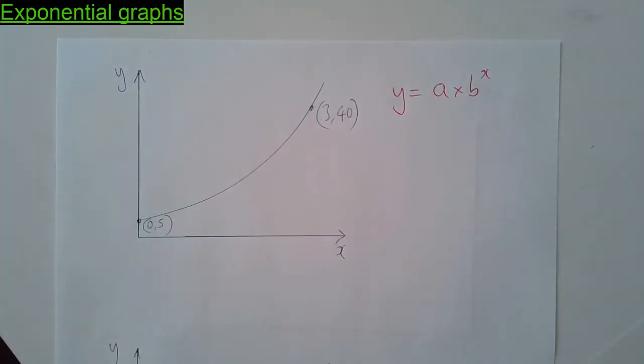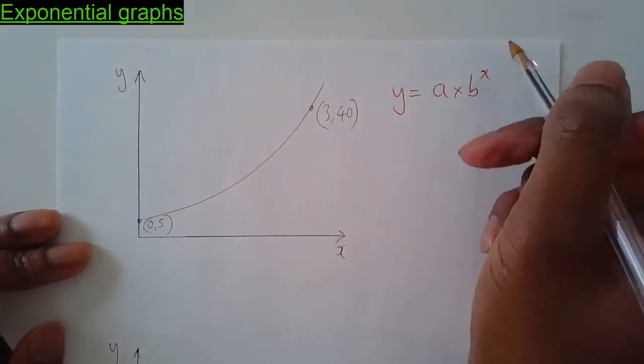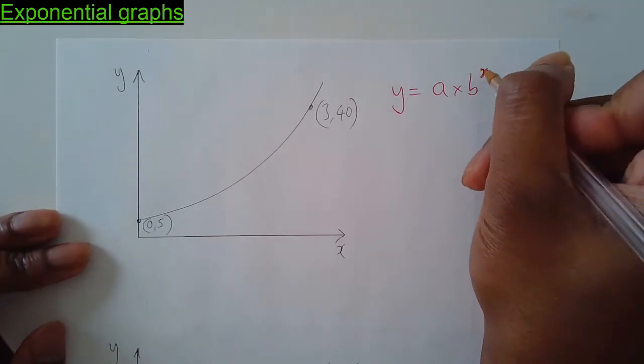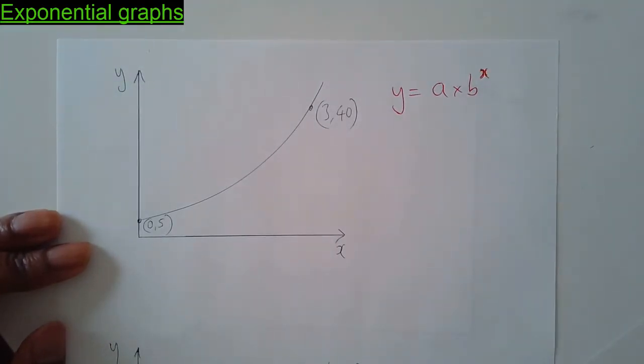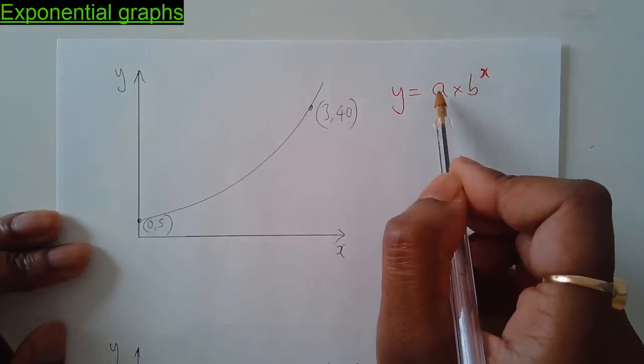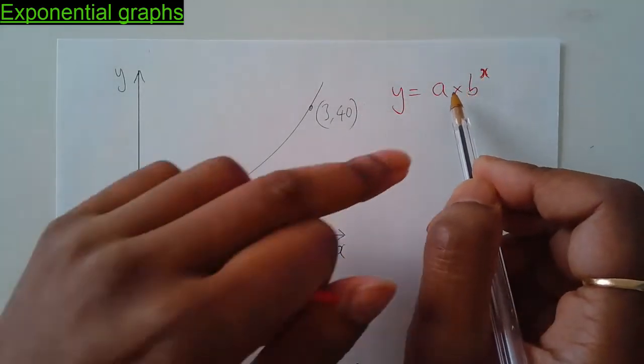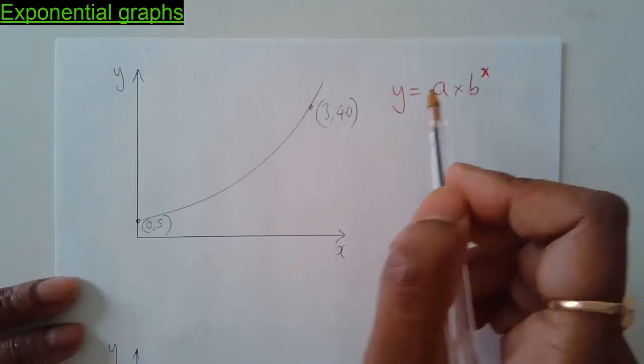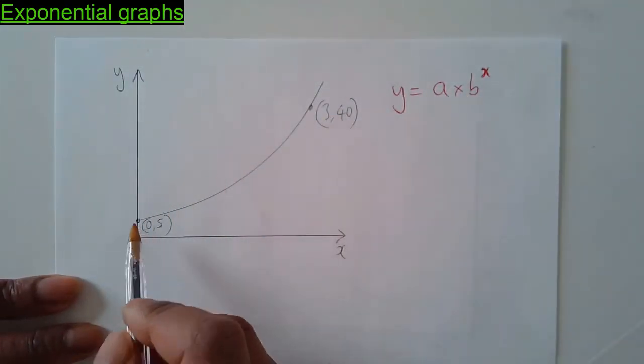Now you've seen other types of graphs, equations that have got x squared in them. Those are quadratic graphs, they've got U shapes. This one has the x as an exponent, as a power. What we need to do now for this question is find the values of a and b to complete the equation. I can't just leave it as a and b because these have numbers, and the clues are here, these numbers over here.